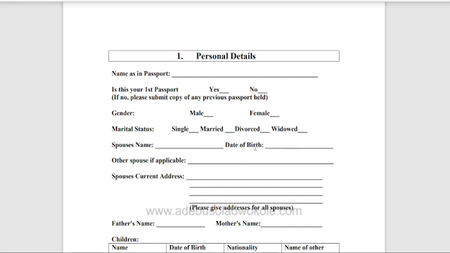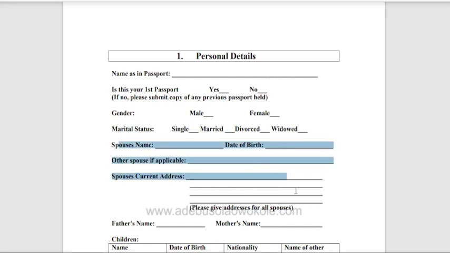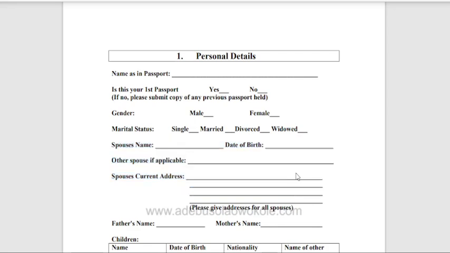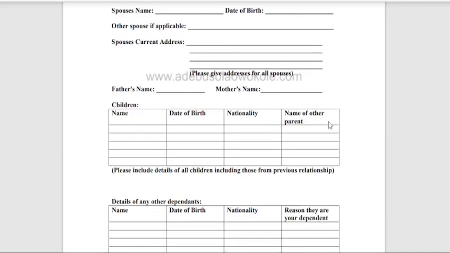So date of birth, other spouse's information if applicable, and the current address. So this info here is for your spouse. If you are filling a questionnaire for kids, those places should be not applicable. Then this is father's name, mother's name, and the kid's name as well.